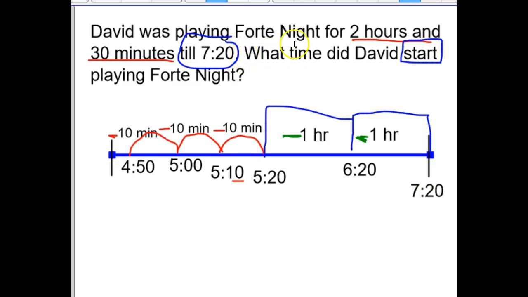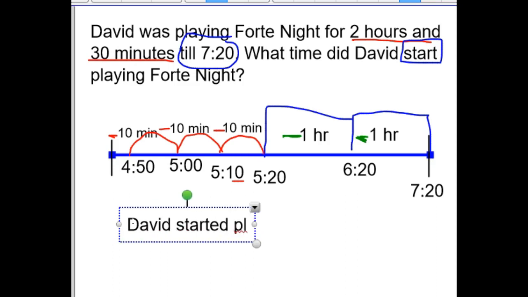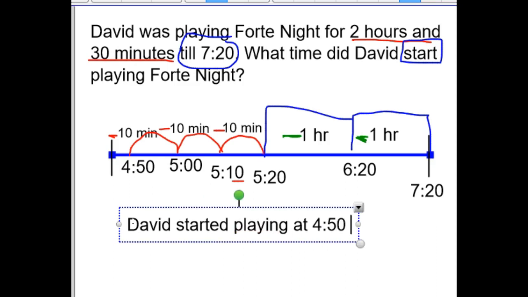So my question, what time did David start playing Fortnite? Well, David, I hope this was a weekend day that he started playing. David started playing at 4:50 p.m. and he was playing for 2 hours and 30 minutes until 7:20. So that's going to be our answer. Hopefully, looking at these different ways will help you solve your elapsed time problems.